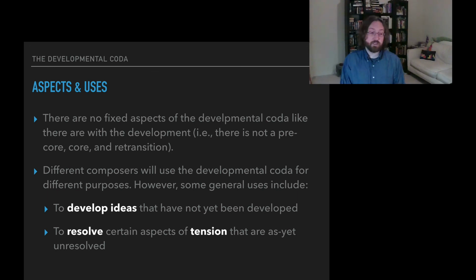Some general instances of these include to develop ideas that have not yet been developed to the extent that the composer wishes. We also might want to resolve certain aspects of tension that are as yet unresolved. Both of these are excellent uses for a developmental coda.